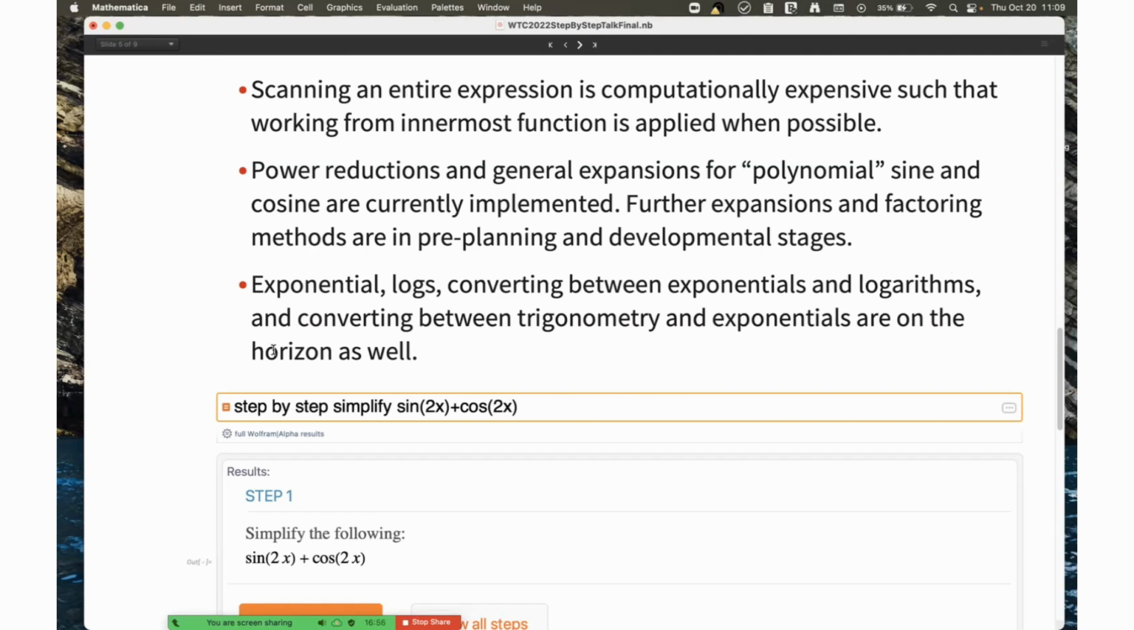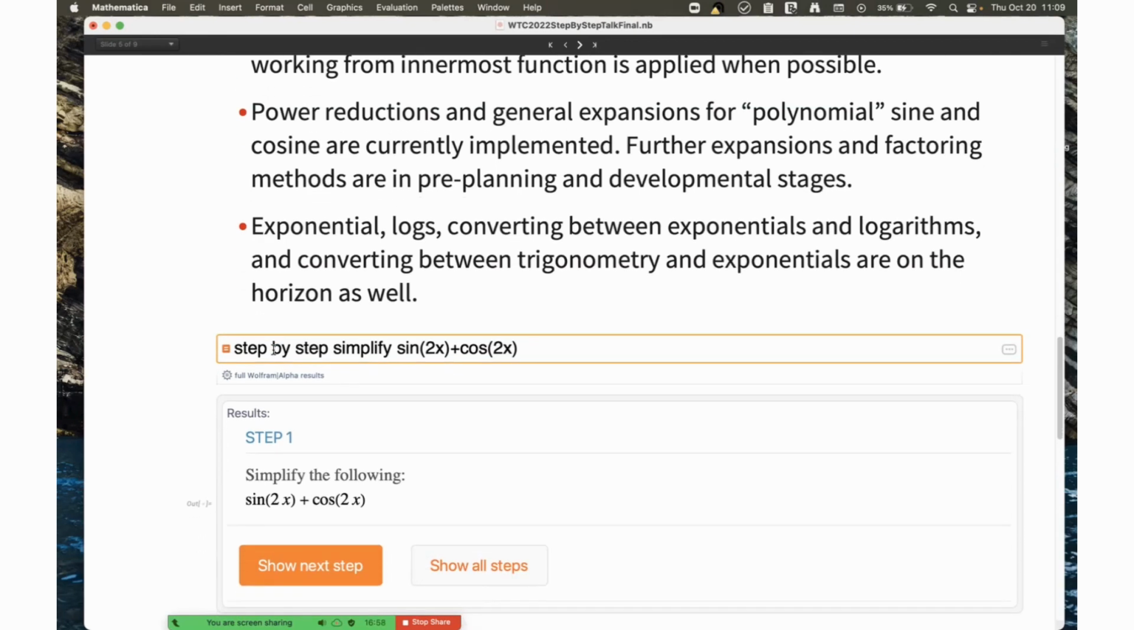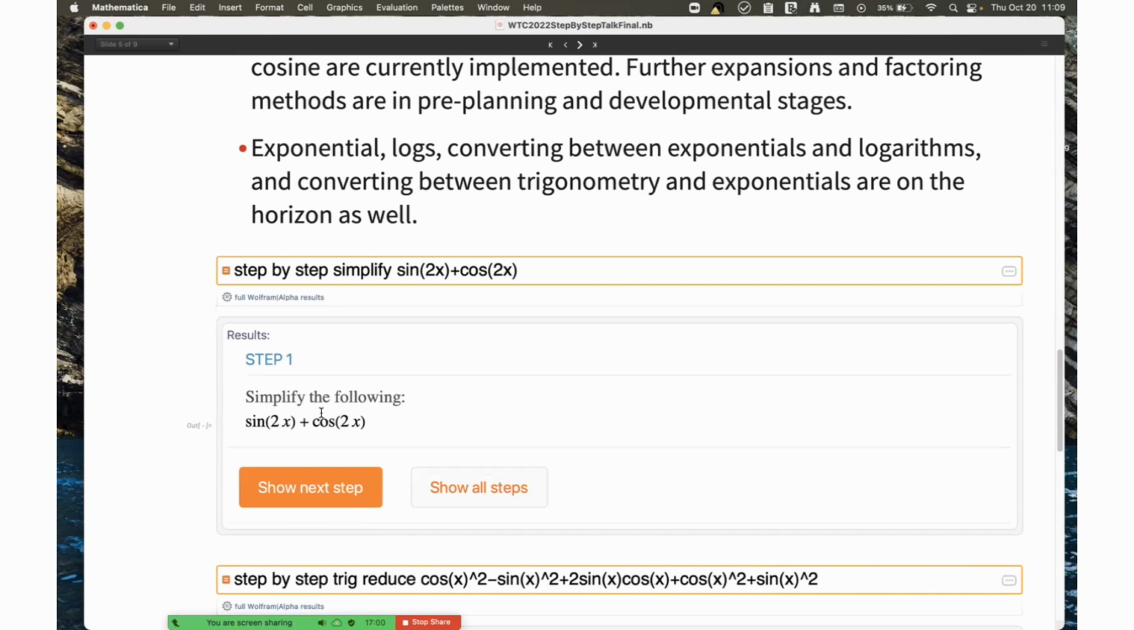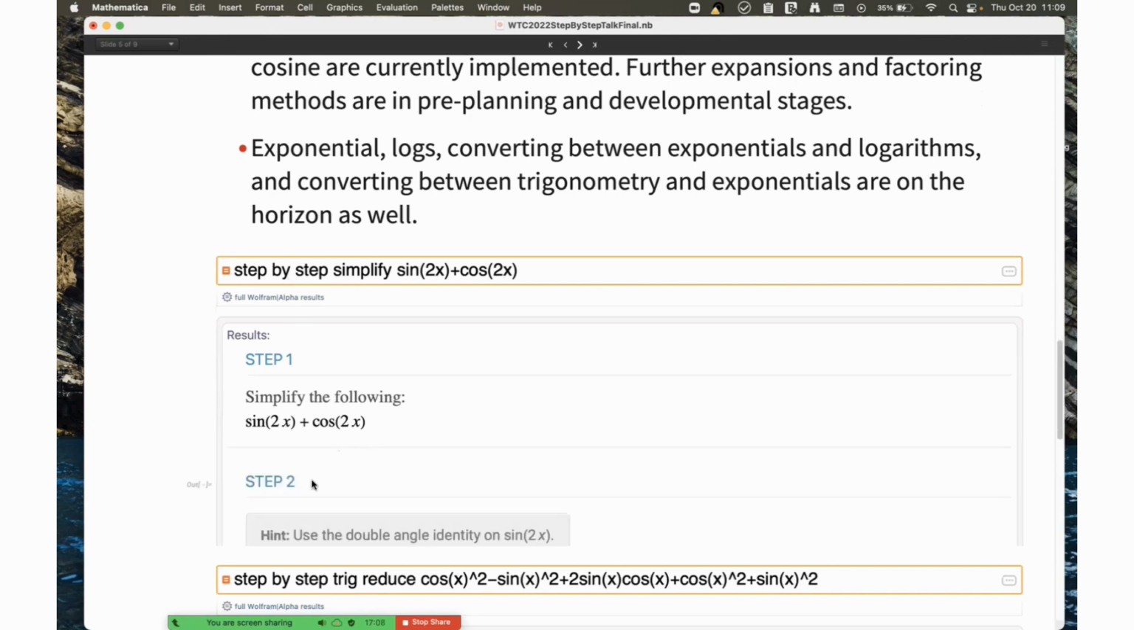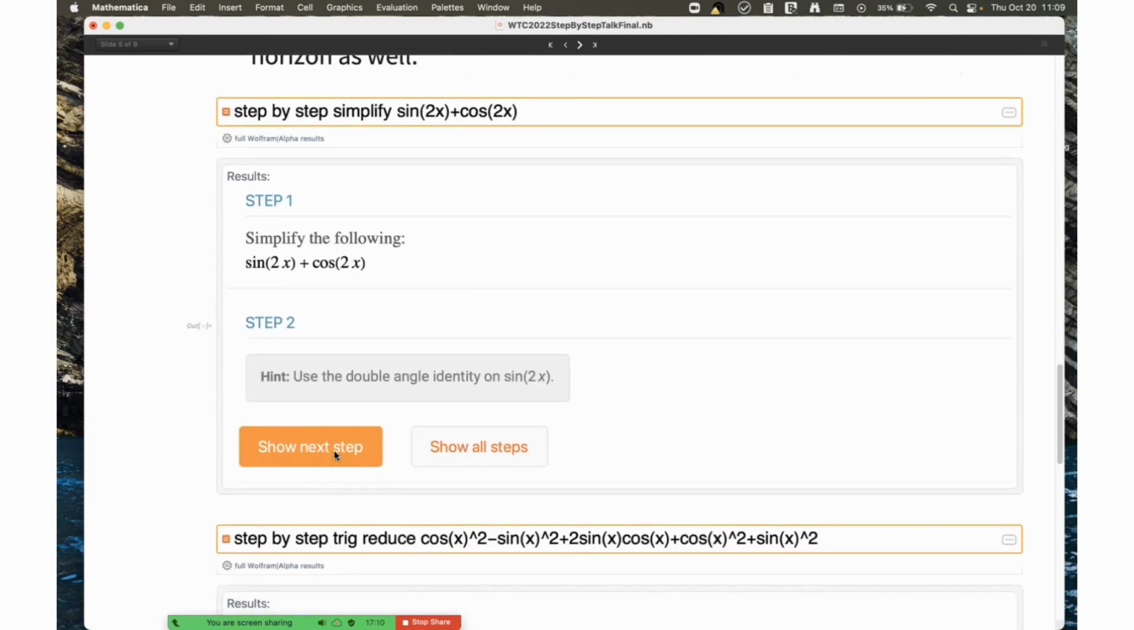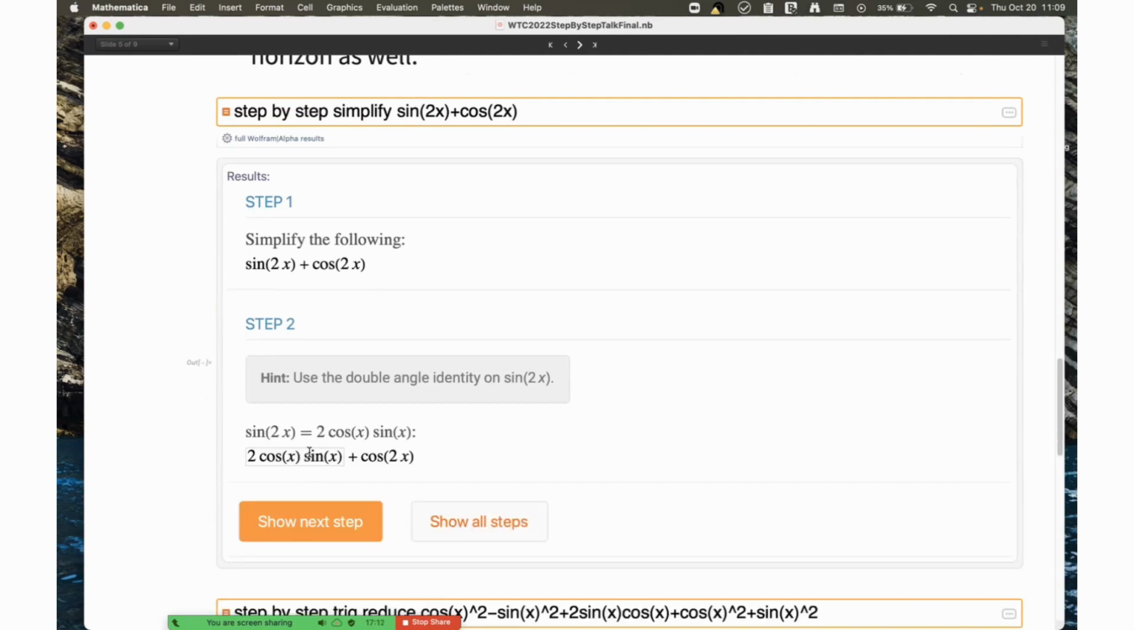So now I'm just going to go over an example of this here. In Wolfram Alpha Notebook Edition, you can type in step-by-step simplify of sine of 2x plus cosine of 2x. We can simplify this out. We see that we can apply the double angle identity. And again, the double angle identity is sine of 2x equals 2 times cosine of x times sine of x.